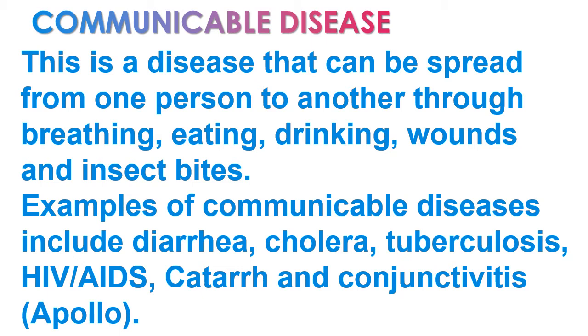Examples of communicable disease are cholera, tuberculosis. Tuberculosis comes from cough, and you see the person coughing out blood. Cholera, diarrhea, these are examples of communicable disease. Then you will have HIV, AIDS. Catarrh, conjunctivitis, which the local way they call it Apollo. These are examples of communicable disease.